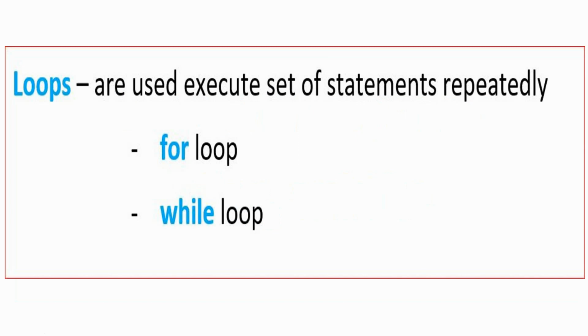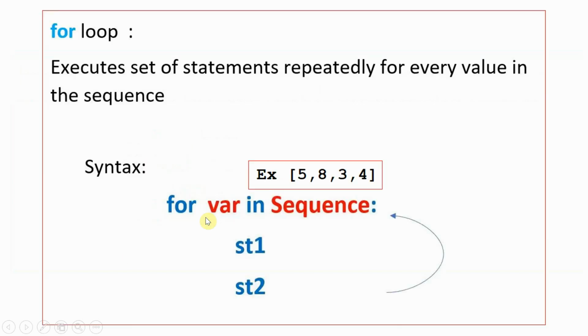Generally loops are used to execute a set of statements repeatedly, meaning the same statements will run repeatedly. So here there are two types of loops: the first one is the for loop and the second one is the while loop. Now let's see the for loop. So how does the for loop run? Here we have written the syntax of the for loop.